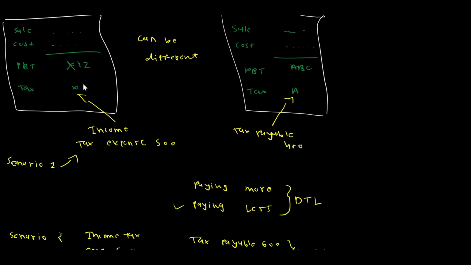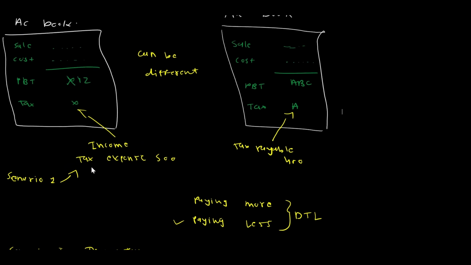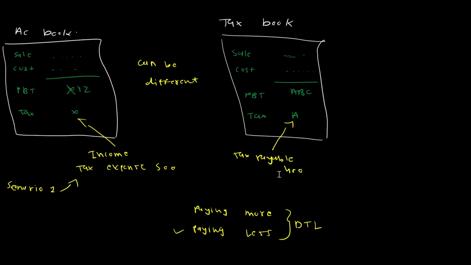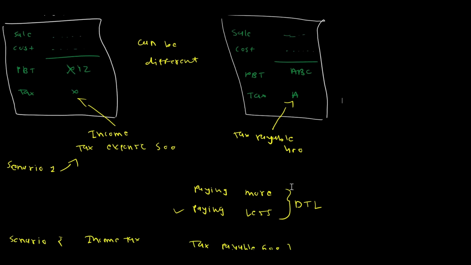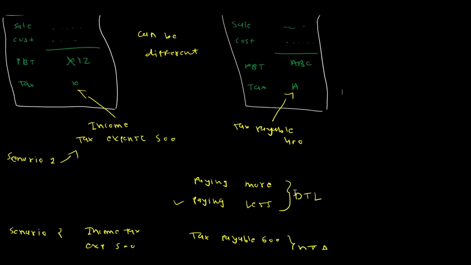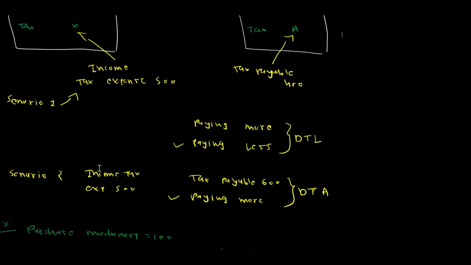Scenario 1: my accounting book tax expense is 500 and as per my tax book my tax payable is 400. So I will pay as per my tax book, not as per my accounting book. Did I pay less or more? I paid less. So if I paid less, I need to create a liability called deferred tax liability. In the second scenario, if my income tax expense is 500 and my payable is 600, I will create an asset called a deferred tax asset because I paid more.